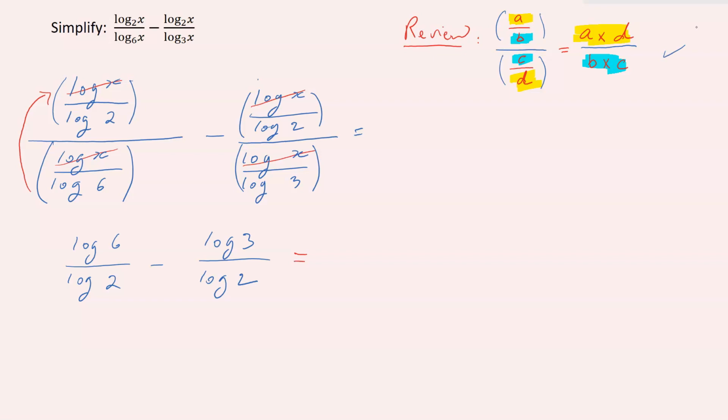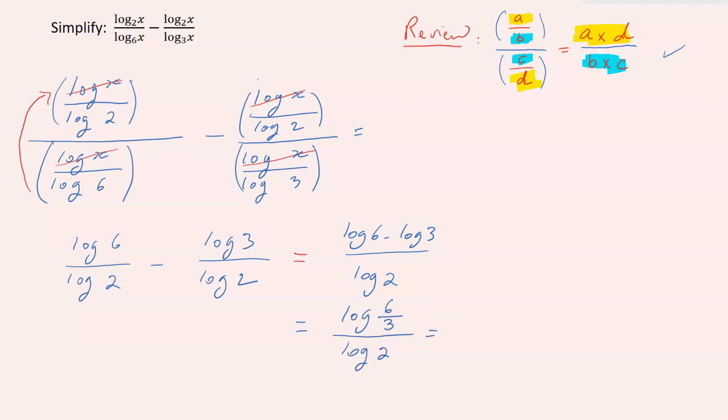All right, now that we have this, it's very simple. We have to subtract these two fractions, actually. Very simple. So the common denominator is log of 2, so that is log of 6 minus log of 3. Once we have that, this is simply log of 6 divided by 3, divided by log of 2.